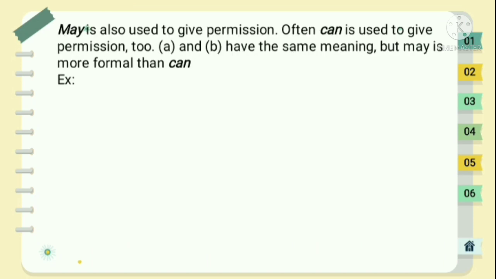May is not only used to express possibility. In other ways, may also can be used to give permission. Jadi may juga bisa digunakan untuk memberikan izin. Often can is used to give permission too, like A and B have the same meaning, but may is more formal than can. Jadi can pun bisa digunakan, akan tetapi may dianggap lebih formal dan sopan ketimbang bentuk can.